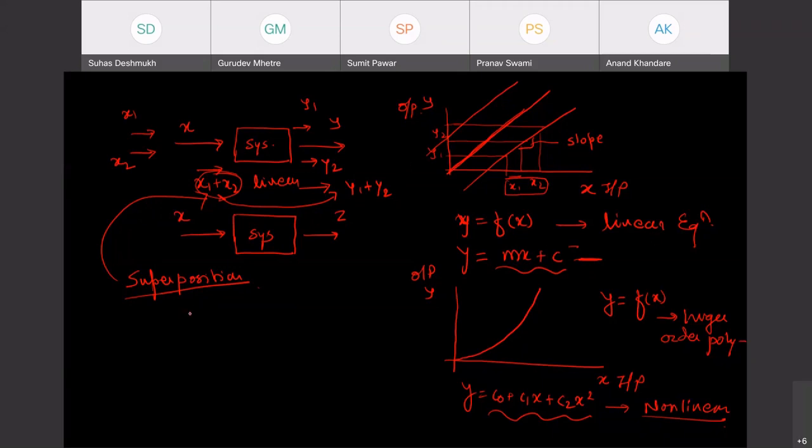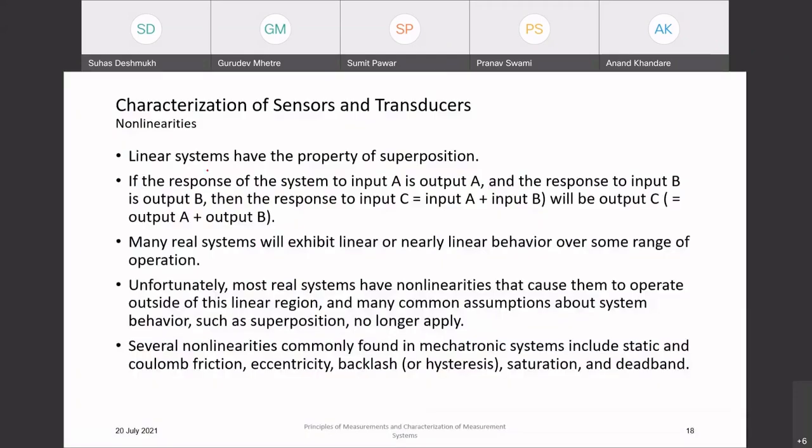Another one: if I multiply this x with some constant, 2 times x, given an instrument, I'm getting output 2y. Then also it is called linear, and that is called the homogeneity principle. This is what in mathematics comes up in most places. So for sensors, this is what is explained: if I have a sensor, input A, input B, and the output is also A plus B.